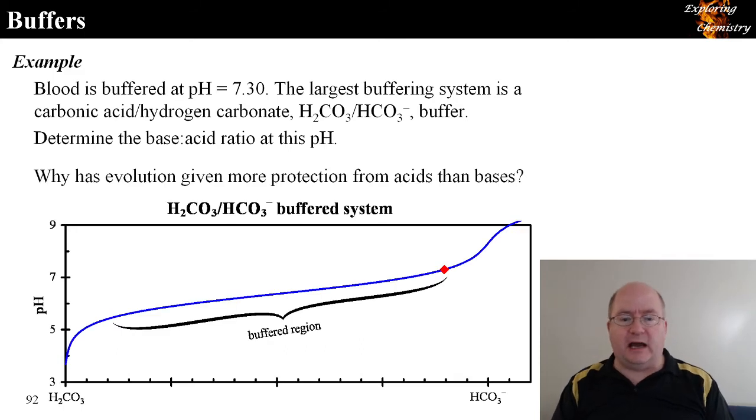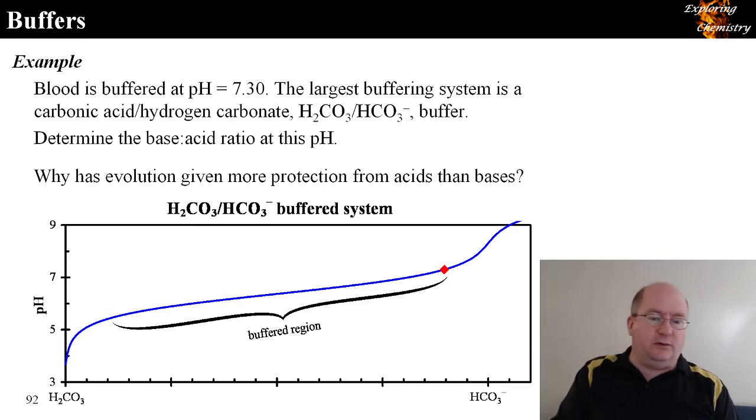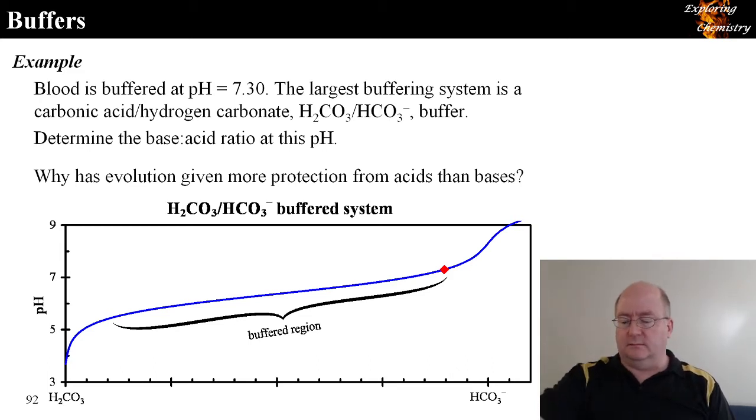In the context of the carbonic acid hydrogen carbonate buffer, that red dot shows you where this buffer is. Here what we see is that the blood is really capable at dealing with acids as they come into the body, but it's not very good at dealing with bases as bases are added to the body. Why might that be the case? Why has evolution given more protection from acids than bases? Anyone?